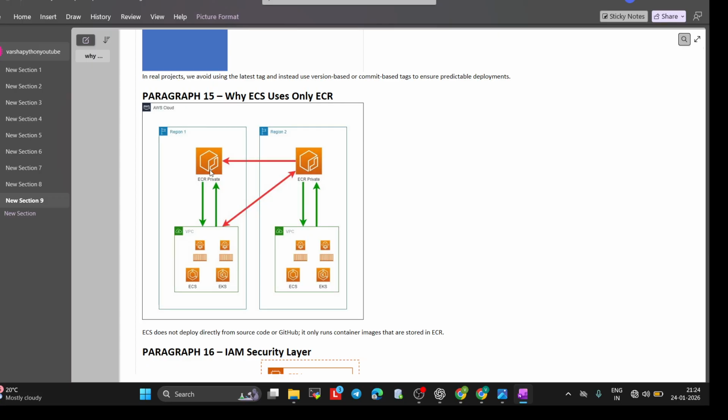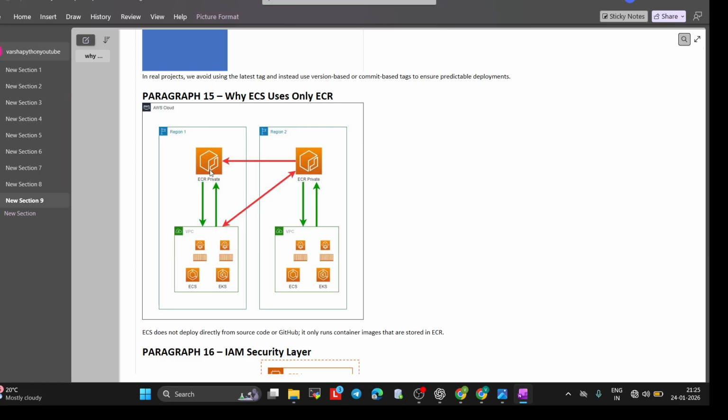ECS then uses the ECS task execution role to authenticate with ECR and pull the image securely. This full process is automated and managed by AWS, so a DevOps engineer does not need to manually handle Docker login or credentials. This diagram usually shows ECR, ECS, IAM role and CloudWatch working together, because once the image is pulled and the container starts, logs are immediately streamed to CloudWatch.